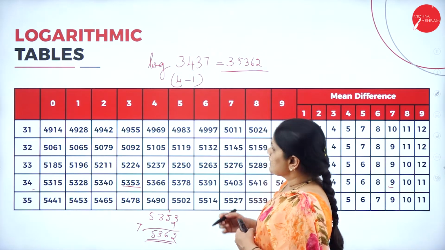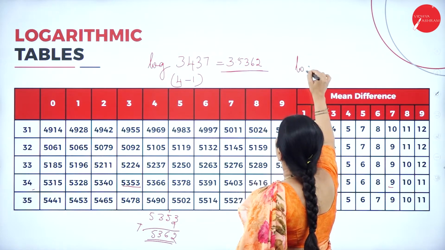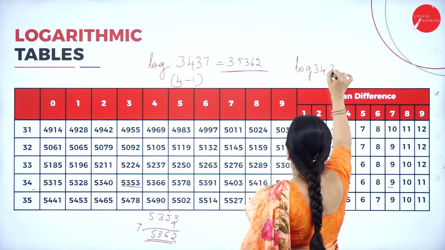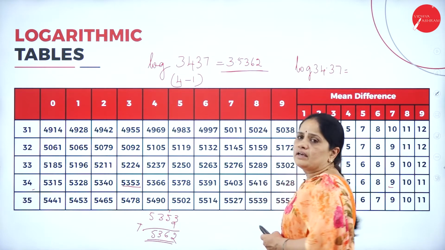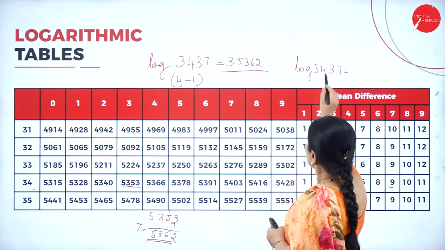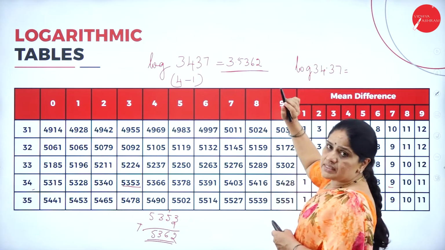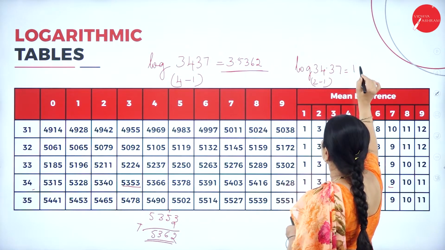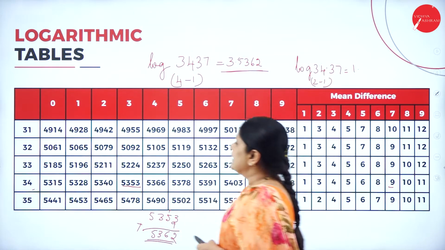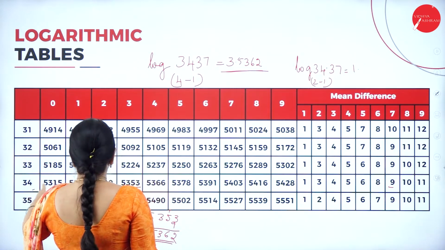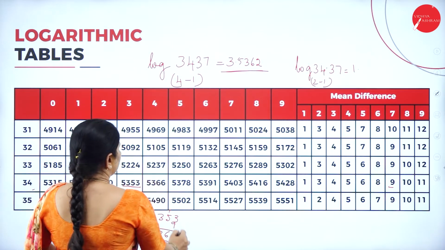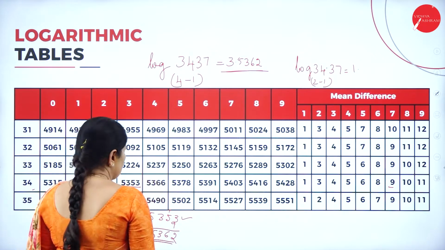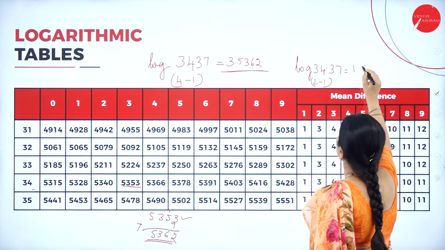Suppose I am asked, find the log of 34.37. What will be the answer? So there are 2 digits to the left of the decimal point. 2 minus 1 is 1. So the characteristic will be 1. Now again I will have to see 343. So again 5353 plus 9, 5362, I am getting. So I will write it here.